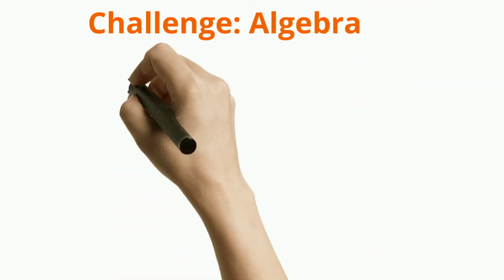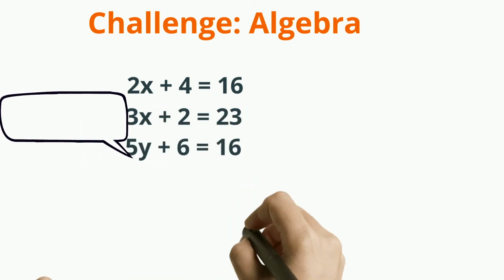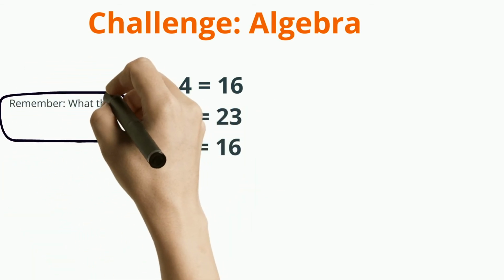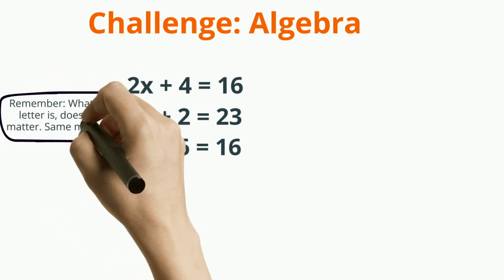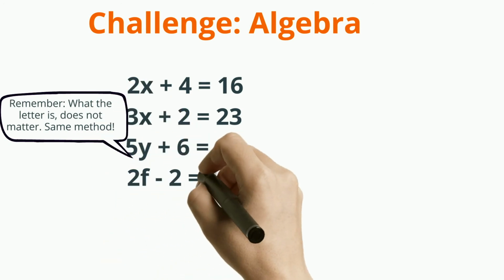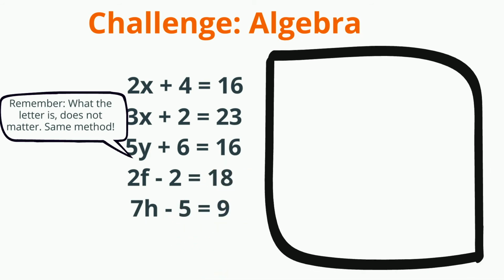Let's have a look at our challenge now. We've got 2x plus 4 equals 16. 3x plus 2 equals 23. We've also got 5y plus 6 equals 16. Fourth question is 2f minus 2 equals 18. And our last question today on our whiteboards, 7h minus 5 equals 9. So guys, on your whiteboard, have a look. Pause this video, try to get as many done as possible, give yourself about a minute, see how well you do. And any ones you get stuck on, don't worry, just try your best. Come back and do the answers.